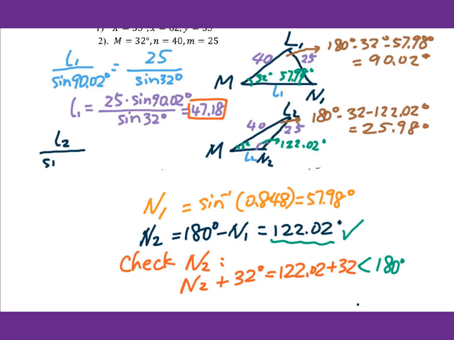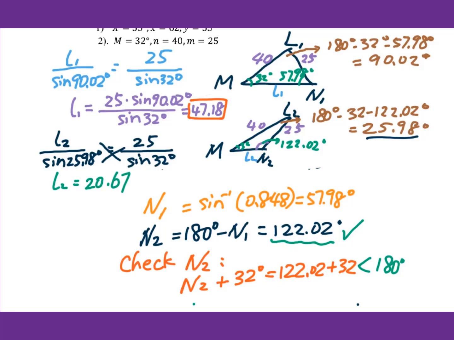For L2, we will do the same thing. L2 over sin, this time is this angle, 25.98 degrees equals 25 over sin 32 degrees. Cross multiply. Your L2 equals 20.67. Now we label L2 that's 20.67 and L1 equals 47.18.